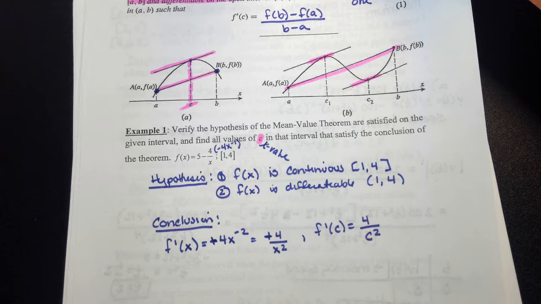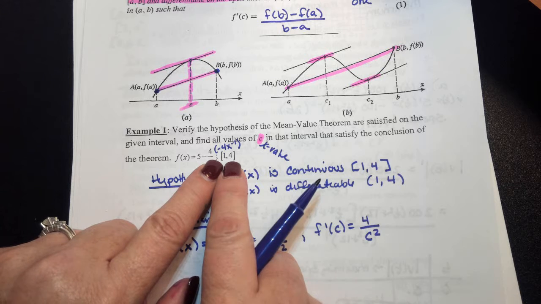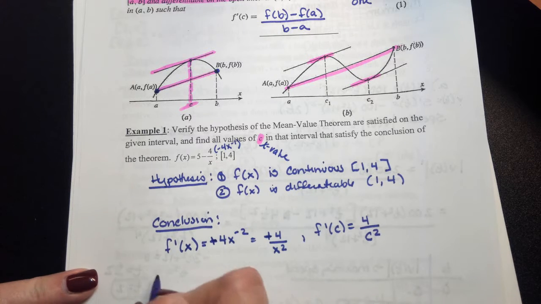Well, in order to figure out at what particular c value the slope of my secant line will be equal to the slope of the tangent line, I've got to know what the slope of that secant line is. So using these particular endpoints, I'm going to calculate the slope of the secant line.